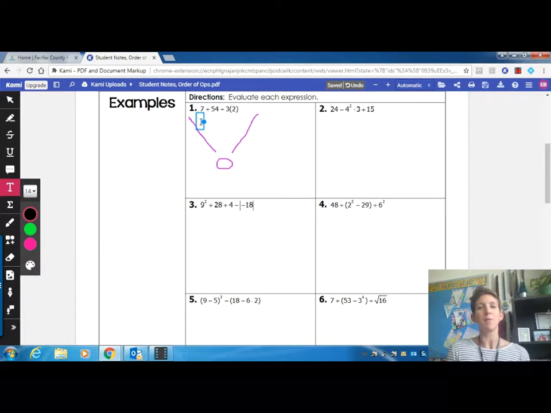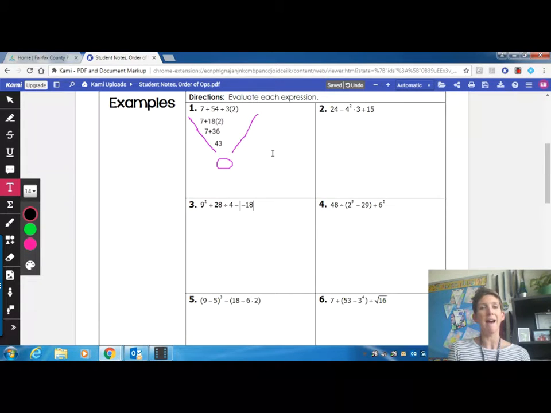So we have 7 plus 54 divided by 3 times 2. Well, what we'll be doing is we'll be doing our multiplication and division first in order from left to right, which means the 54 divided by 3. So we have 7 plus 18 times 2. And underneath that, we would do multiplication next. So we would have 7 plus 36. And now we can do addition and subtraction from left to right. In this case, we have only addition. So 7 plus 36 gives us 43.